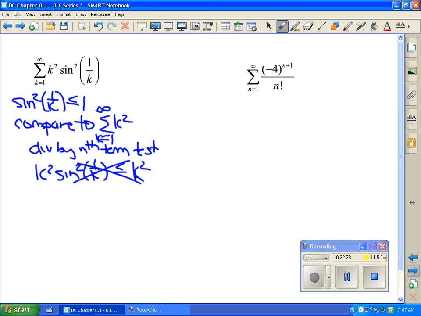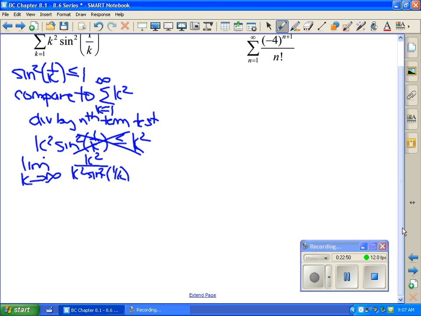So let's try limit comparison test. The limit comparison test is you would take the limit as k approaches infinity of one term, which is going to be k squared, over the other one, k squared sine squared of 1 over k, and see if that is greater than 0 or less than infinity. But again, as k approaches infinity, sine doesn't have a value, so even though the k's cancel out, this does not exist. So it's not a limit comparison test either.